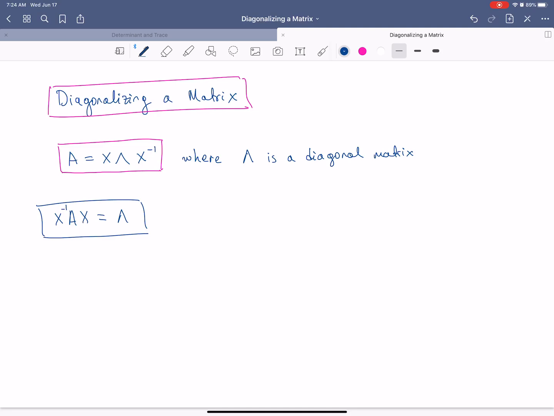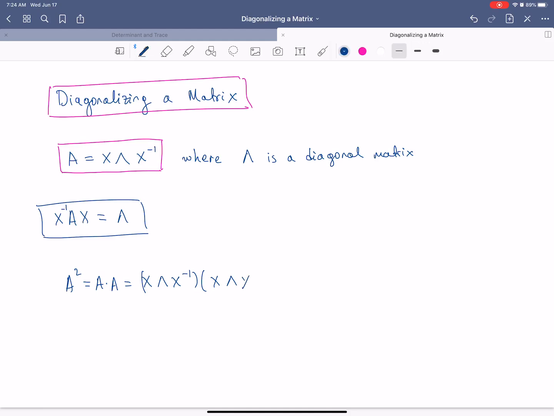Okay, now what about the powers of A? Let's look at A squared. So obviously A squared is A times A. And for each of these A's, I can use this factorization that I have at the beginning. So that's X lambda X inverse, that's from the first A matrix. And from the second, we have X lambda X inverse.